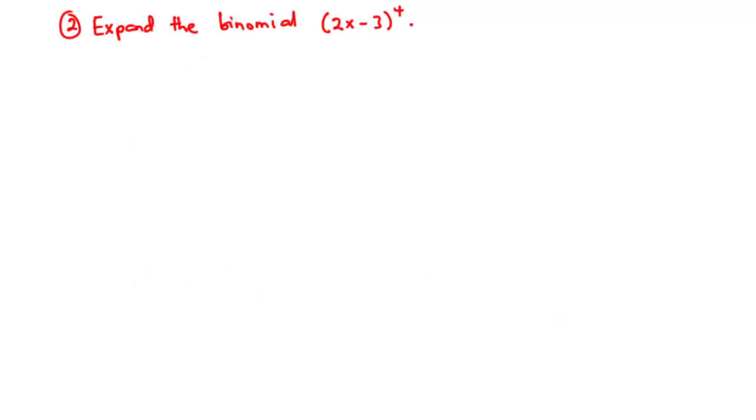So for the second question, we are going to expand the binomial 2x minus 3 exponent 4. First of all, let's relate 2x minus 3 exponent 4 to the binomial a plus x raised to the power 4. So by comparison, we have a to be 2x, and then we have x to be negative 3.